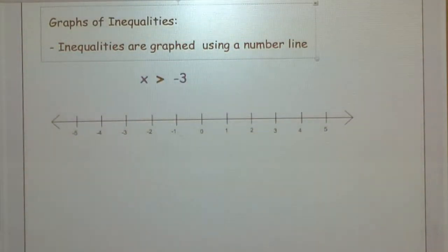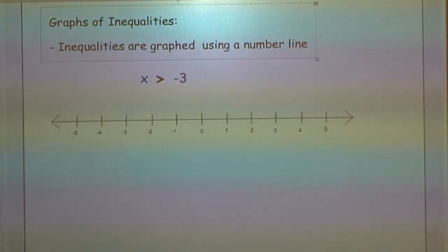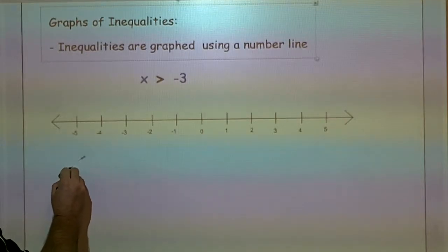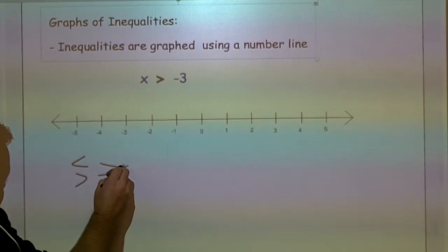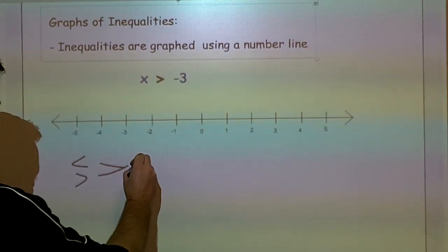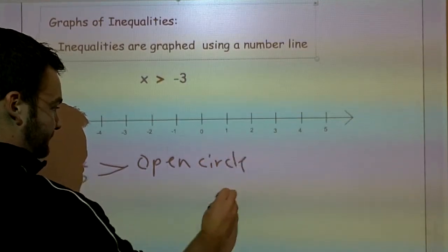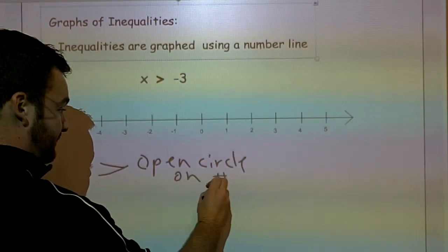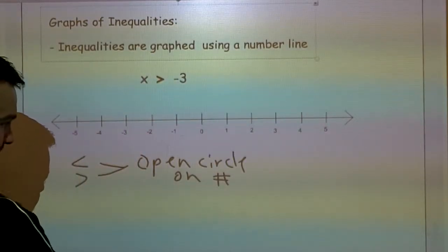Now, graphs of inequalities are relatively simple. Inequalities are graphed using just a simple number line, just like this one. If we've got x is greater than negative 3, anytime you're dealing with greater than or less than, you use an open circle on the number. That open part is pretty important.